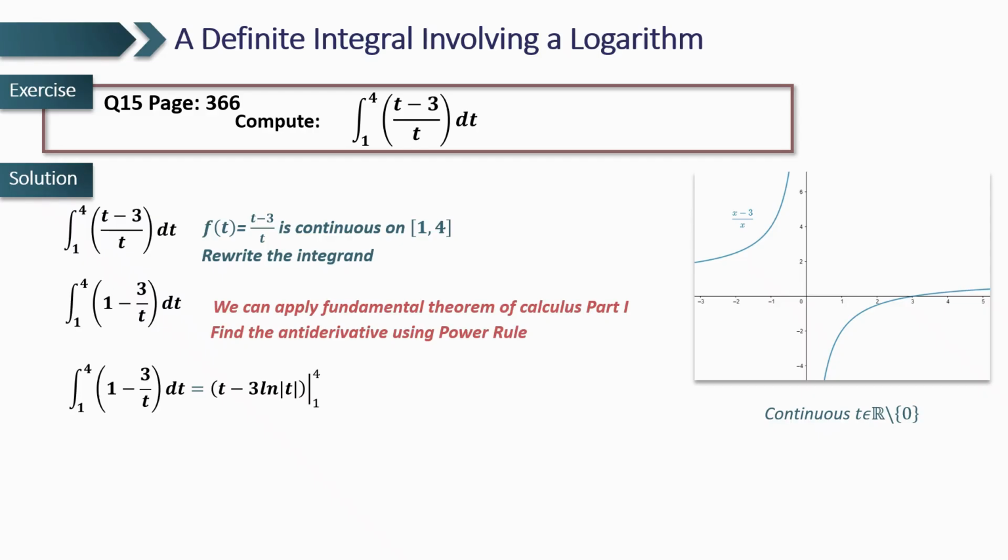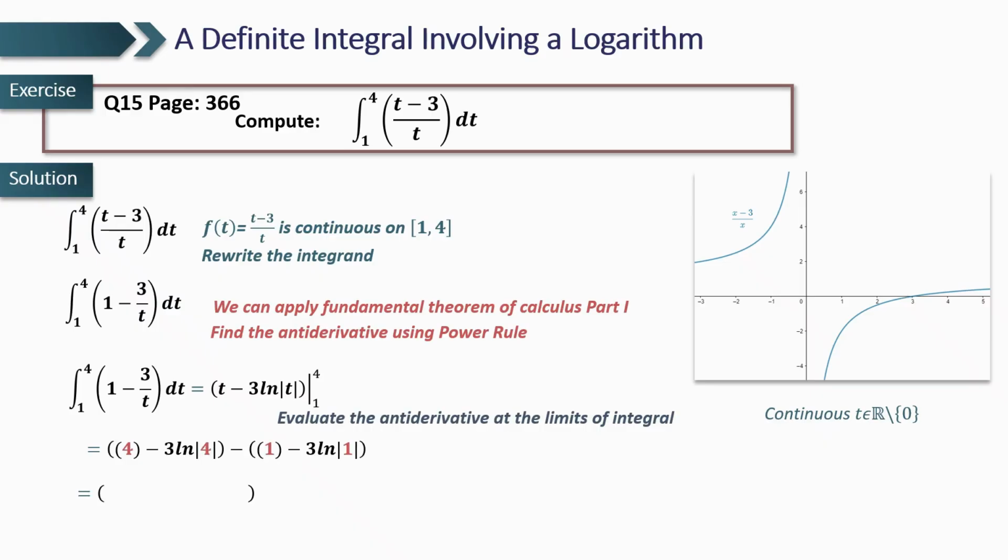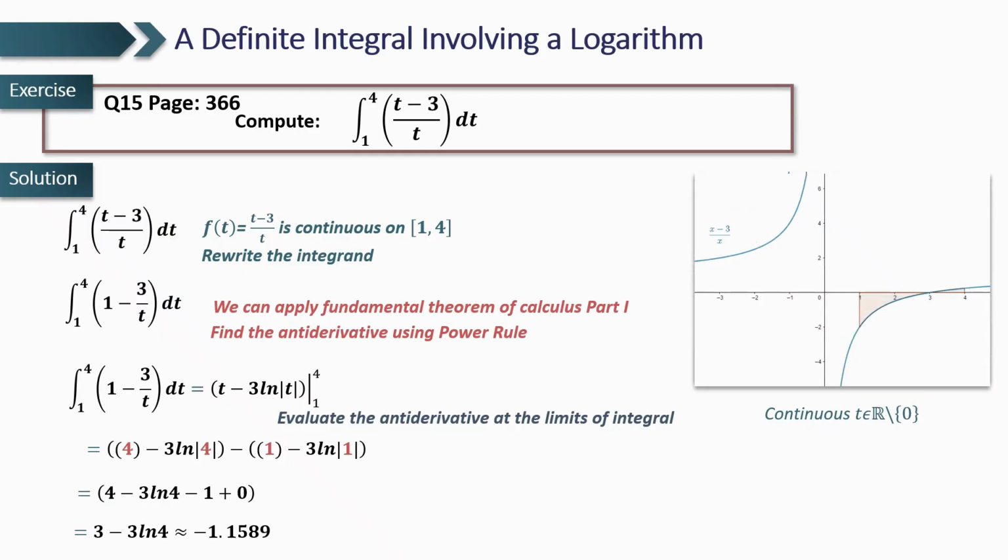So now when you integrate 1 dt, you get t, and minus 3 for dt by t, we have ln absolute value of t. And now let's substitute our upper limit and the lower limit. Upper limit is 4 and the lower limit is 1. Be careful to enter the absolute value, because in case there was a negative limit, negative becomes positive. And so your final answer is negative 1.1589.